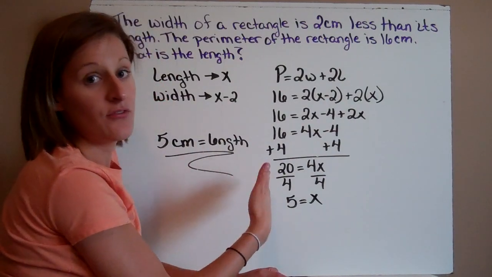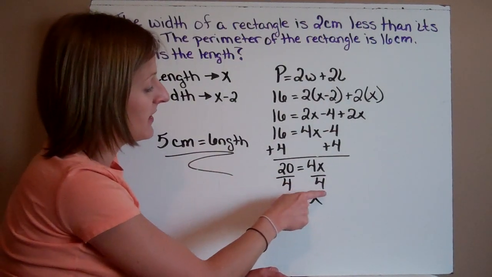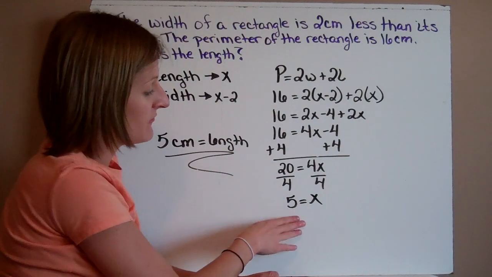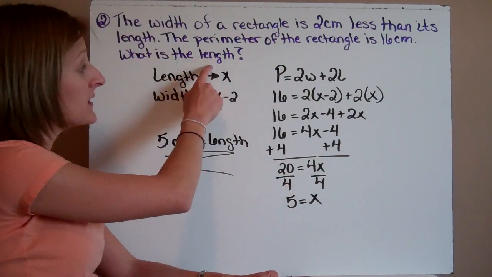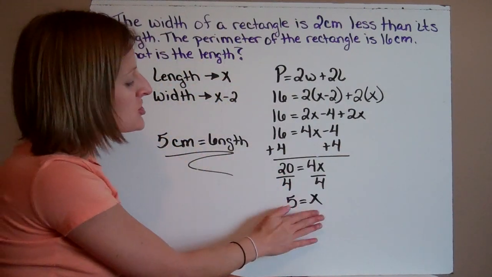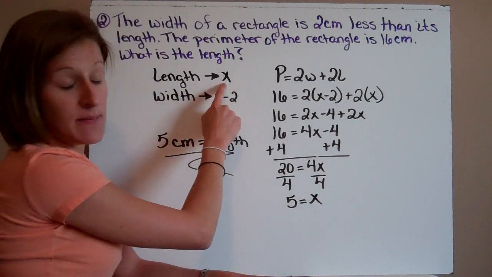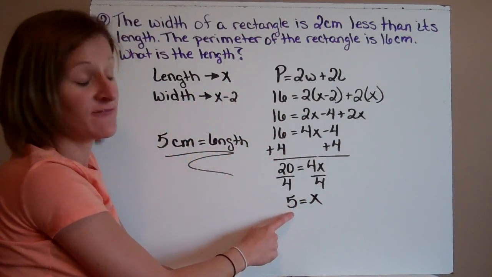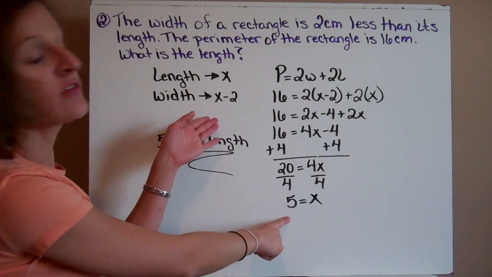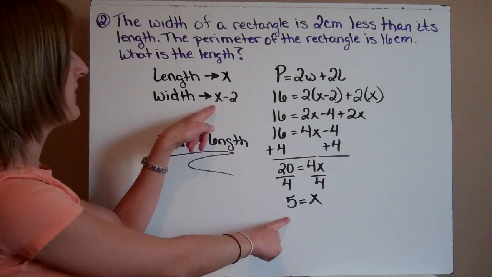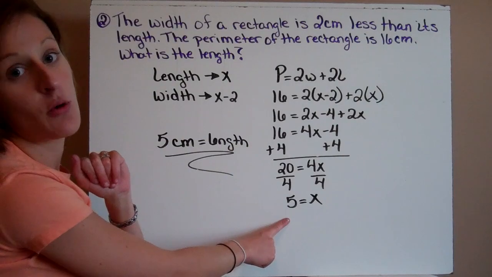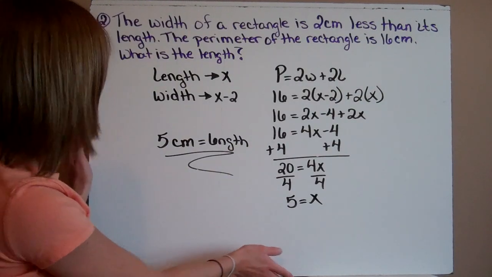Then we need to undo the 4x by dividing each side by 4, and 20 divided by 4 is 5. And notice it wanted the length this time, so my x does represent my length, so my answer is 5. Now if I wanted to find the width, all I'd have to do is put 5 in, subtract 2, and I'd know my width is 3.